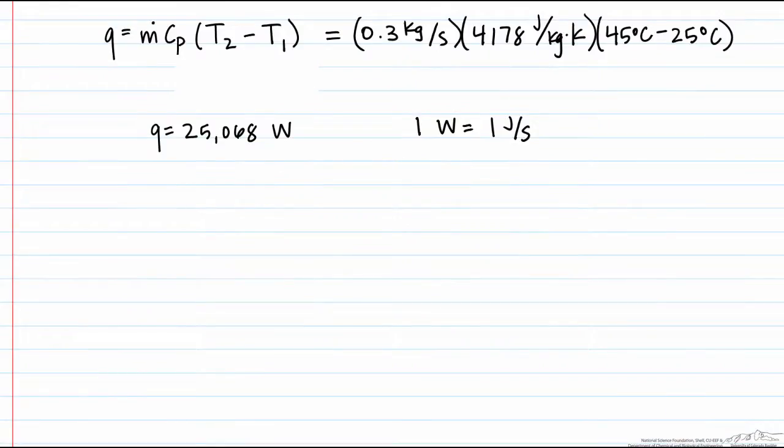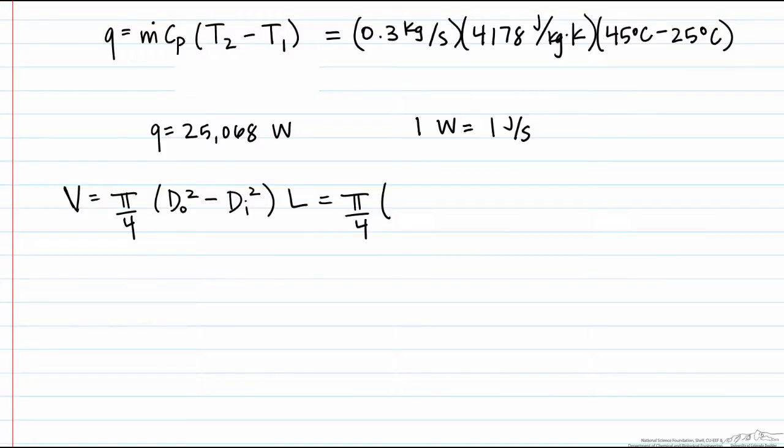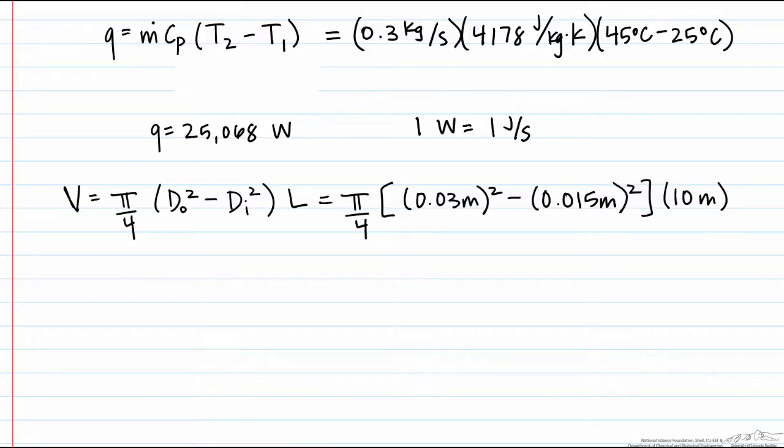So now let's figure out our volume. So the volume of the pipe wall is pi over 4, our outside diameter squared minus our inside diameter squared, all times the length of the pipe. And the reason we look at the volume of the pipe wall is because that's where the heat is being generated. So let's figure out what this number is, and be careful to put these diameters in meters. So that's equal to 5.3 times 10 to the minus 3 meters cubed.